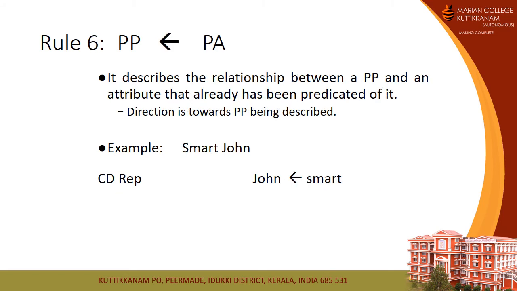Sixth rule, it describes the relationship between a picture producer and an attribute that has already been predicated of it. The direction is towards the PP being described. Smart John. So again, John is a picture producer and picture aider is smart. It can be described on that basis.